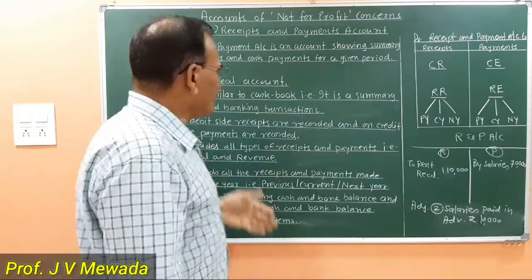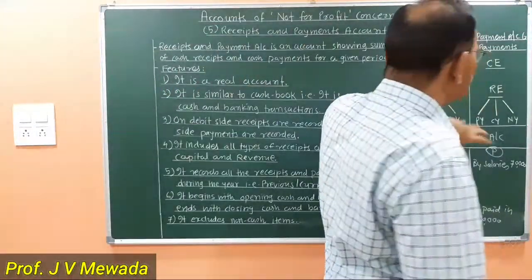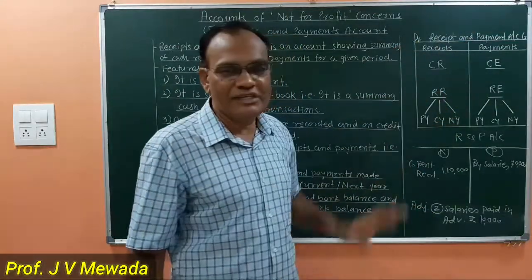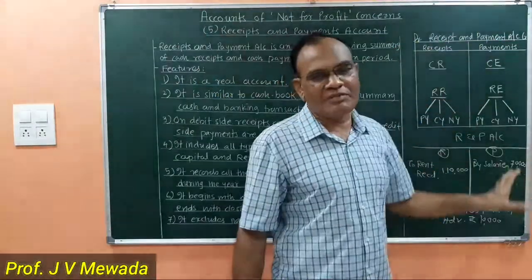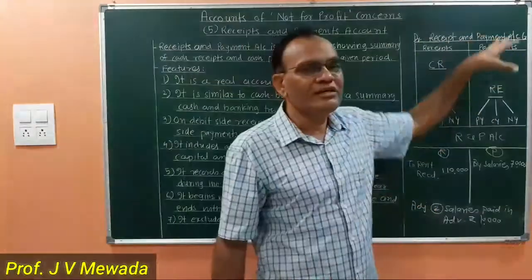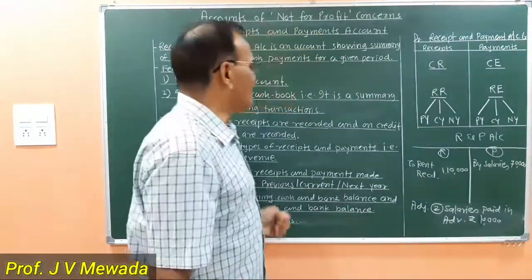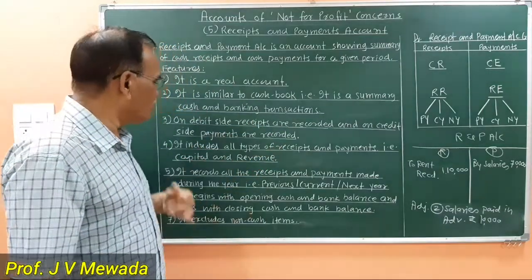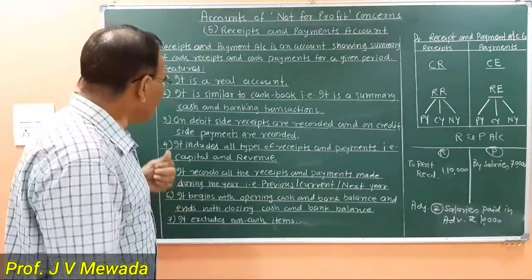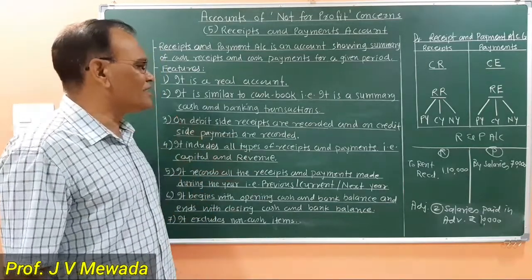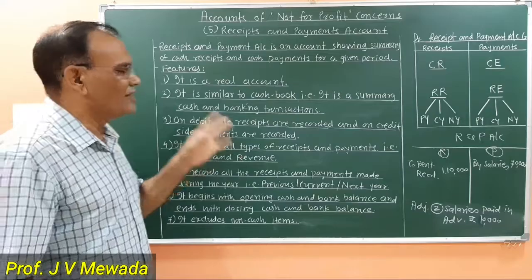Then on the debit side we are recording the receipts, as we are recording in the cash book. On the debit side we have the receipts. On the credit side we have the payments. So it's a summary of all the receipts and it is a summary of all the payments. So the debit side is meant for receipts and the credit side is meant for payments. Now let us see another feature. It includes all types of receipts and payments, that is capital and revenue.